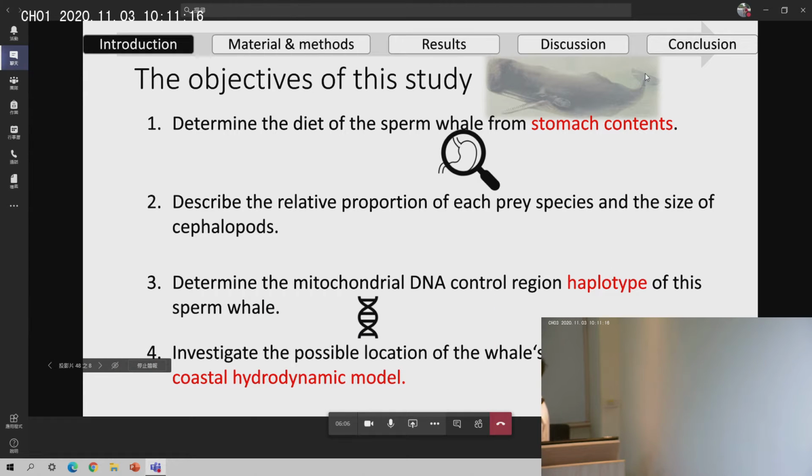The objectives of this study: first, we want to determine the diet of the sperm whale from stomach content. Second, we will describe the relative proportion of each prey species and the size of the cephalopods. Third, determine the mitochondrial DNA control region haplotype of this sperm whale. Fourth, investigate the possible location of the sperm whale's origin by using a coastal hydrodynamic model.